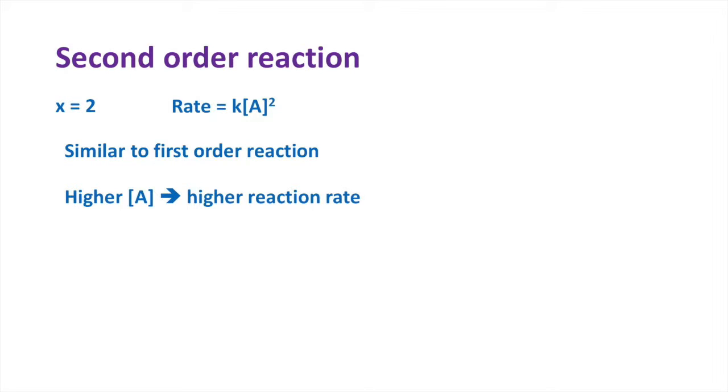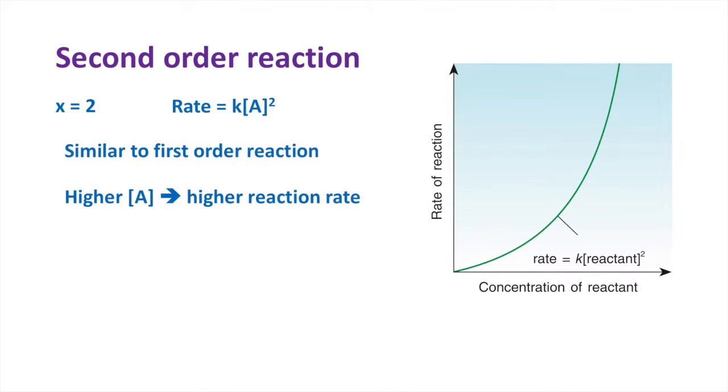For the second order reaction, the rate equals K times the concentration of A squared. The situation is more or less like the first order reaction: higher concentration of reactant results in higher reaction rate. But the relationship between the reaction rate and concentration is not linear, but exponential. Similarly, the concentration will drop against time, but not at a constant rate.